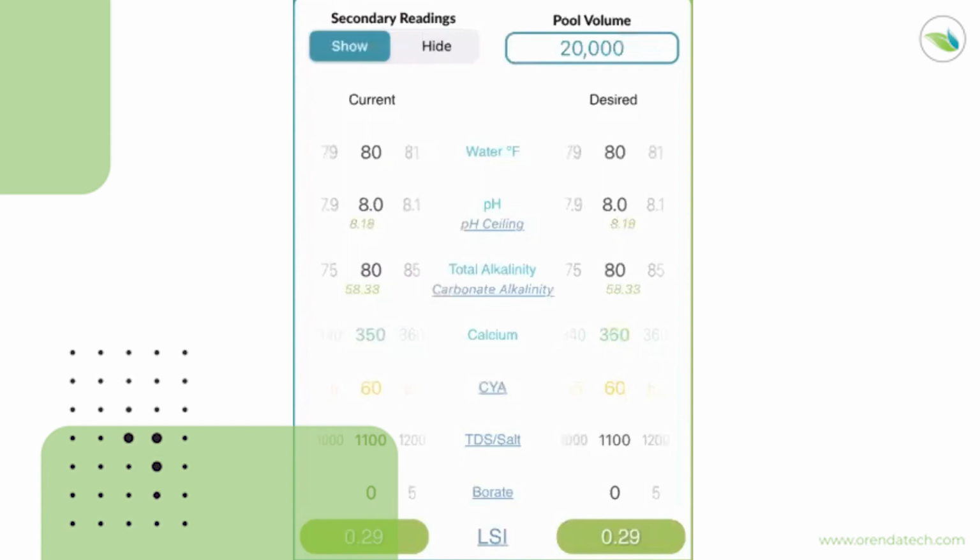I'm making up these numbers, as you can tell. But as I change these factors, you can see that the LSI has changed. It is now a green number, 0.29. So, Jared, what are your thoughts on these numbers as you're looking at them?